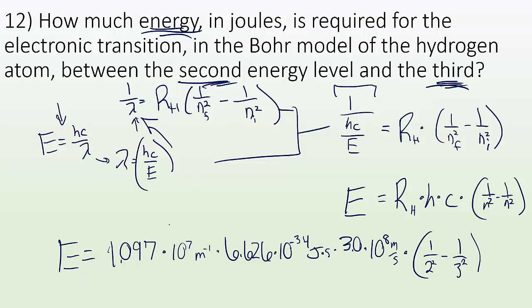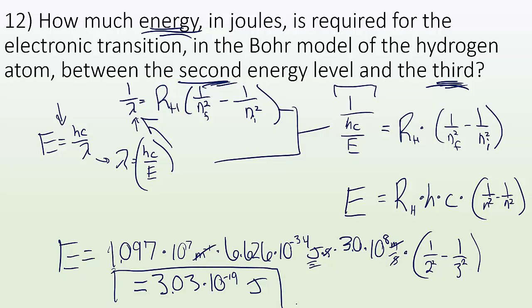So now I plug and chug and I get an answer of, I wrote it down somewhere, 3.03 times 10 to the minus 19 joules. All right, because let's see, meters per meter and meter cancel out, per second and second cancel out, and I'm left with just joules. These energy levels have no units, so that's what I get as my final answer right now.